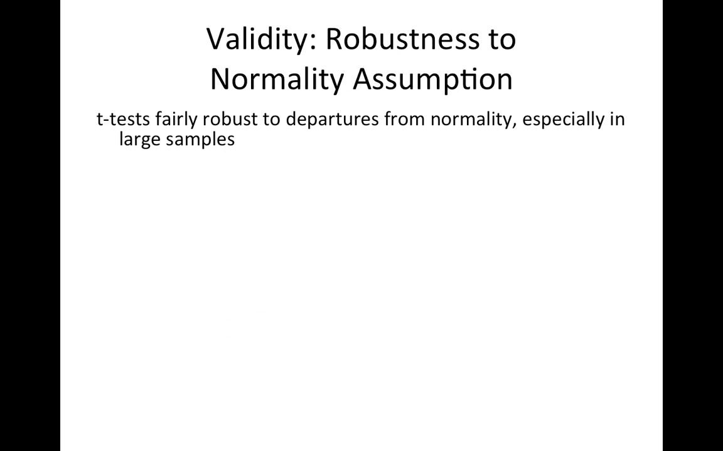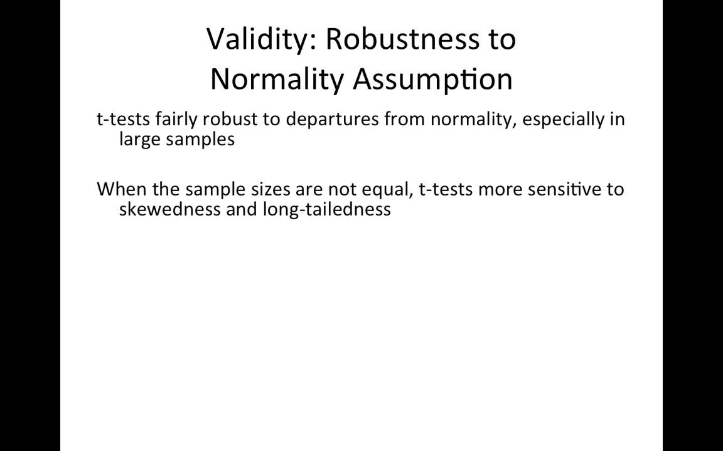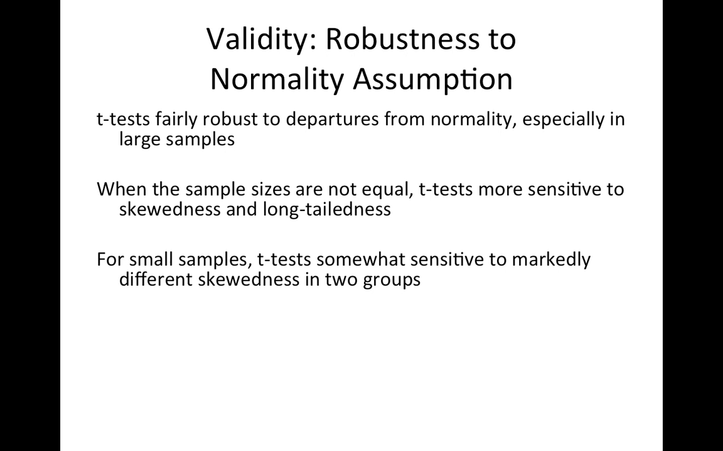So t-tests are fairly robust to departures from normality, especially when you have large samples. When the sample sizes are not equal, that's when t-tests are going to be a little bit more sensitive to these distributions that are not normal. For small samples, t-tests are going to be somewhat sensitive if the 2 distributions lean different ways, if they're skewed in different ways. How do you check?